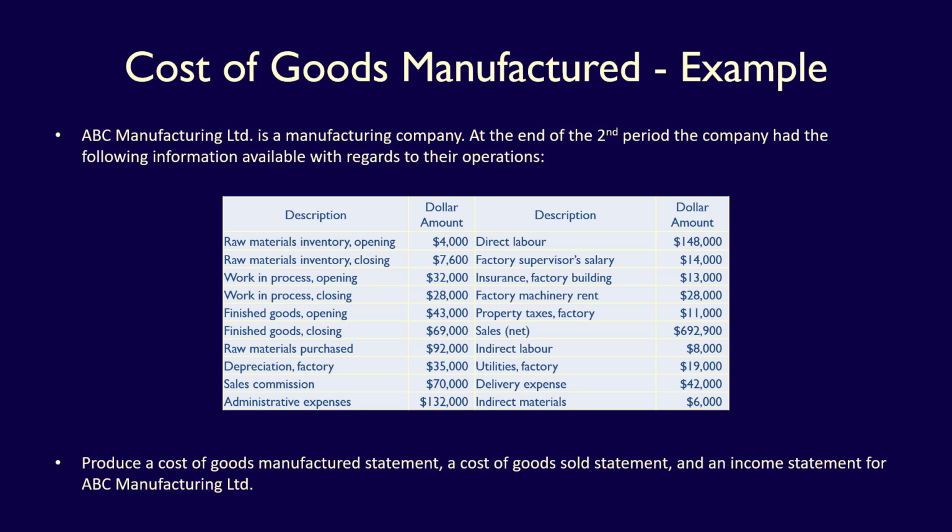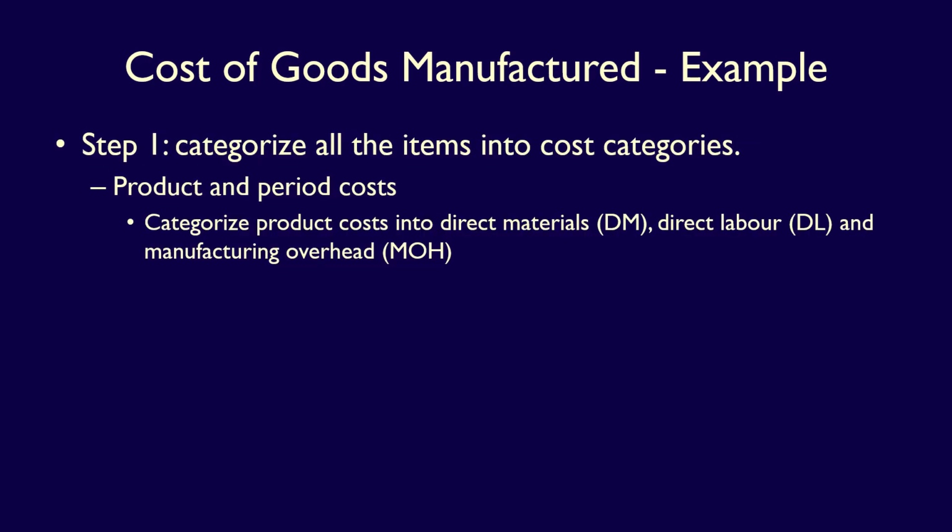Produce a cost of goods manufactured statement, a cost of goods sold statement, and an income statement for ABC Manufacturing Limited. Now that we have all of this information, what do we do first? Step 1 is to categorize all of the items into cost categories.